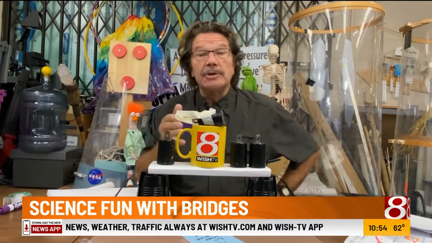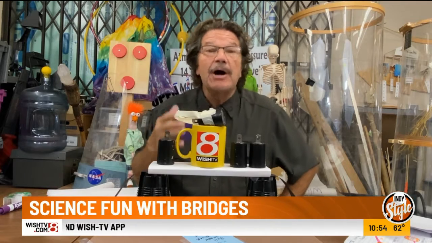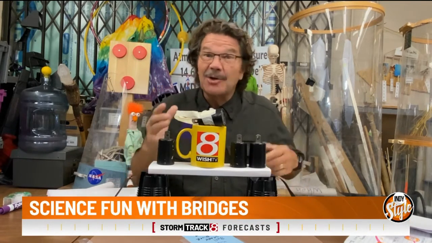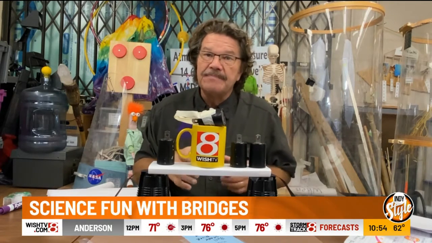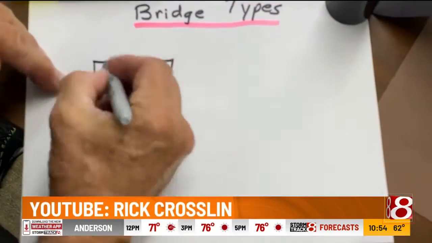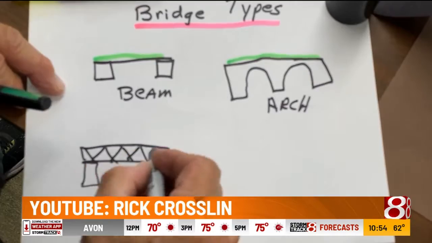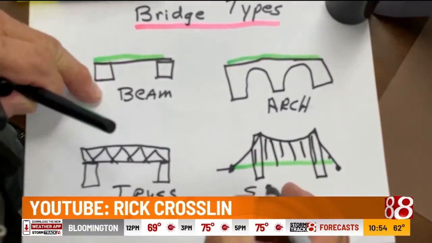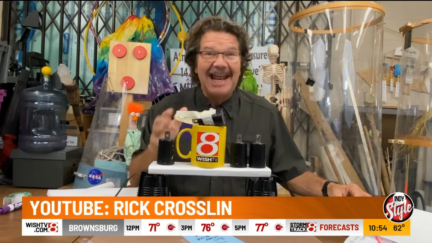Before you build your prototype and test it, you might want to look around the world to see how other people have built bridges. Do a search. It's kind of cool. And you also may want to take a look at the different types of bridges. Now, what you see right here are several different types of bridges. We have the beam bridge, the arch bridge, the truss bridge, and the suspension bridge. Whatever design that you use, make sure you test it, improve it, and test it, and have some fun.